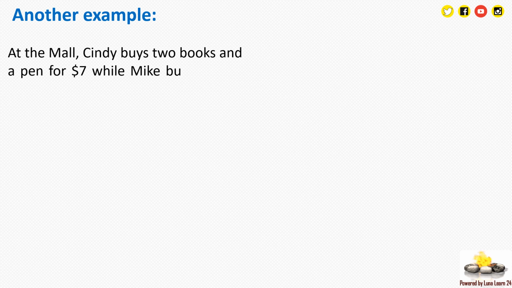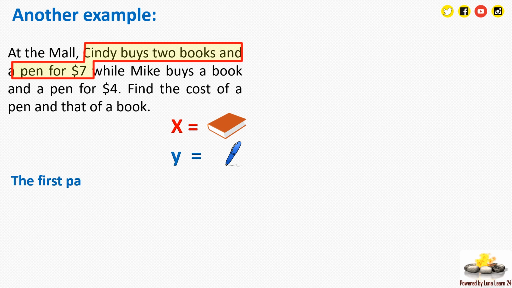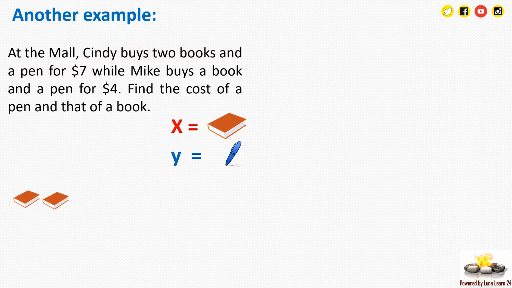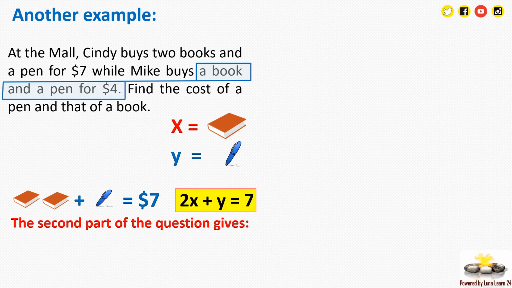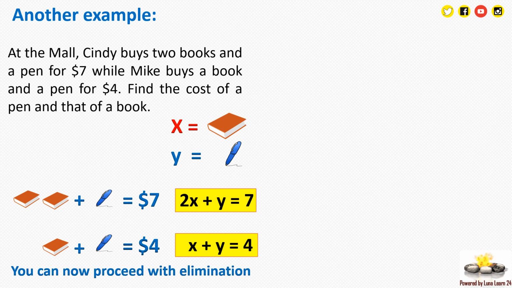Let's take another example. Cindy and Mike are at the mall to buy some stuff. Cindy buys 2 books and a pen for $7, while Mike buys a book and a pen for $4. Find the cost of a pen and that of a book. So we define our parameters. Let x be equal to a book and y be equal to a pen. The first part says 2 books and a pen equals $7. That gives us equation 1: 2x plus y equals 7. Now for Mike, the second part says a book and a pen equals $4. So we have x plus y equals 4. You can now proceed with elimination.